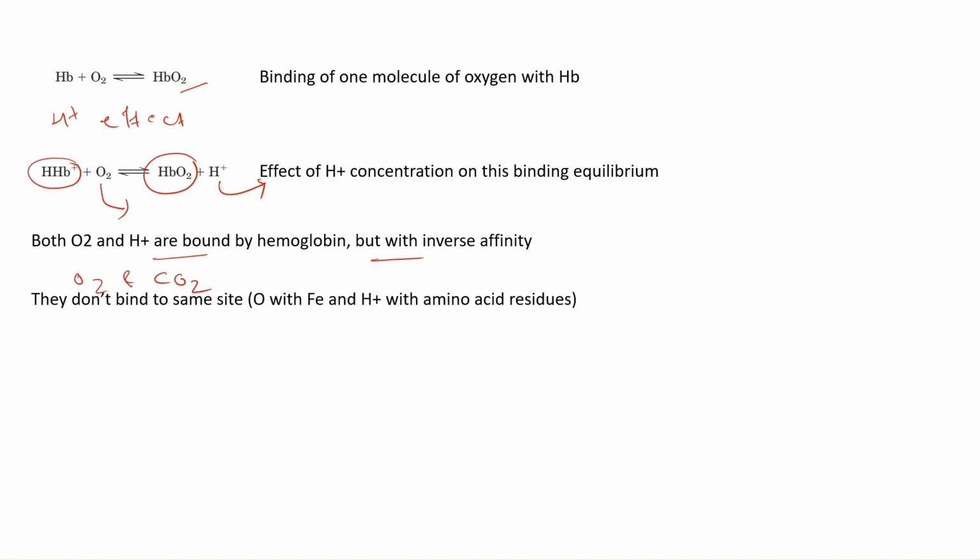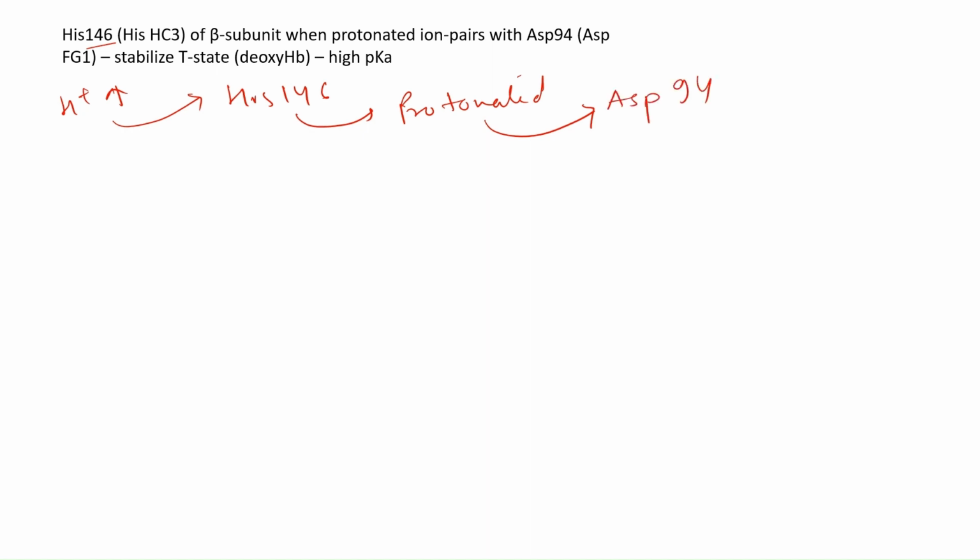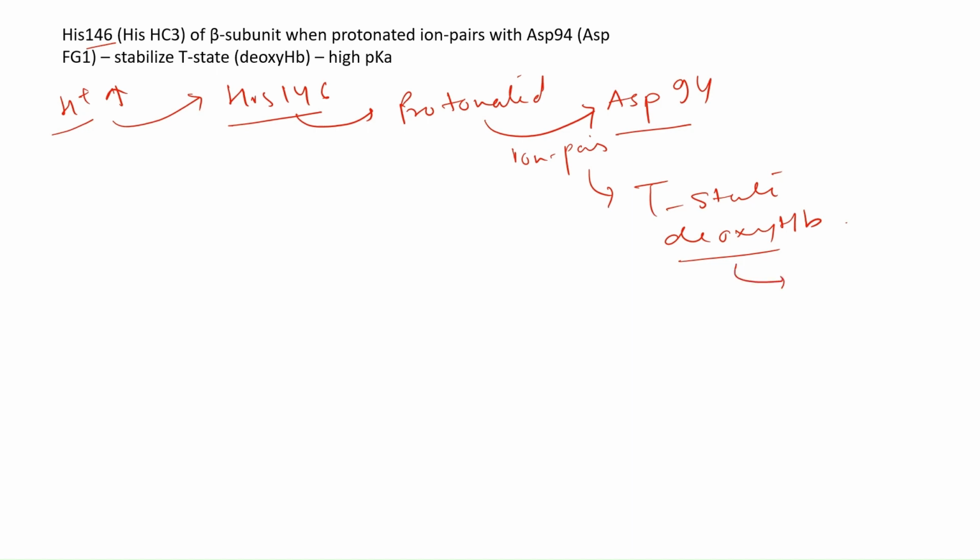But oxygen and H plus do not bind at the same site. Oxygen binds with Fe2 plus of heme, whereas H plus binds with the side chain of amino acid residues. Now the Bohr effect is mediated by histidine 146. Whenever H plus concentration is high, this H plus will go and bind with histidine 146. Because of this, the histidine becomes protonated, and this protonated histidine forms an ion pair with aspartate 94. And what we studied? The ion pair stabilizes the T state. T state means deoxyhemoglobin state.